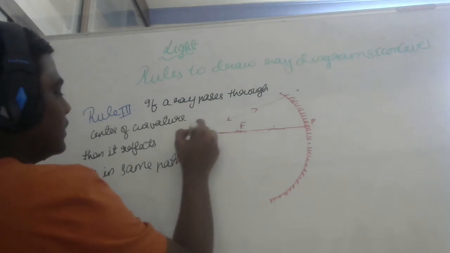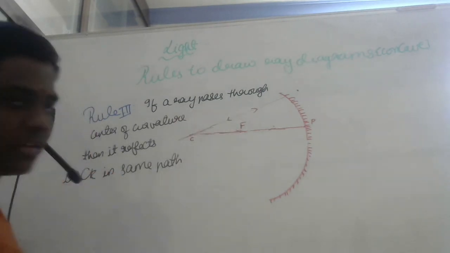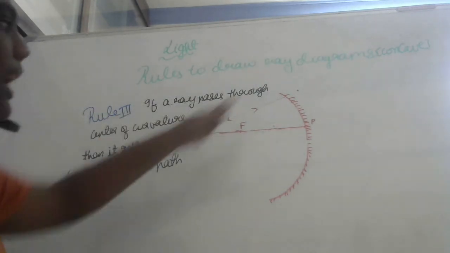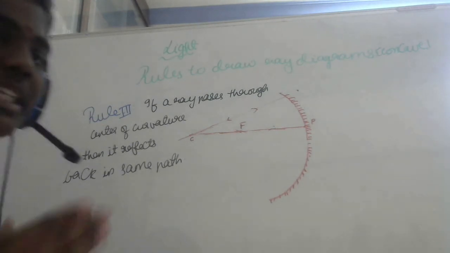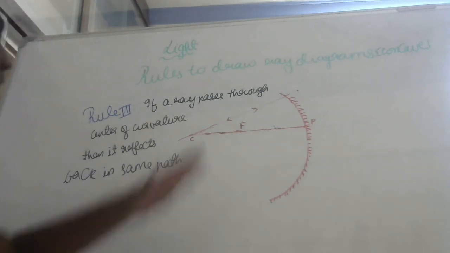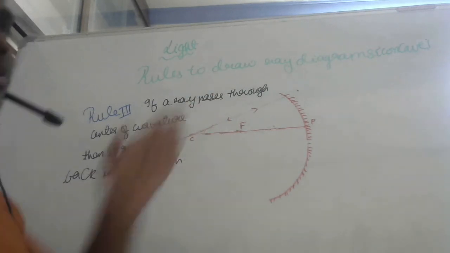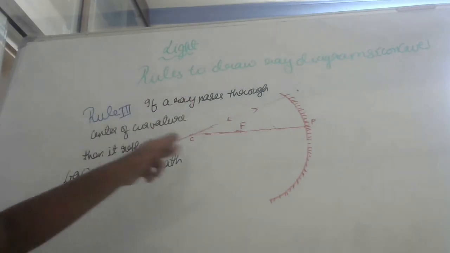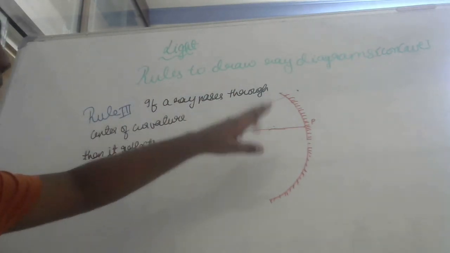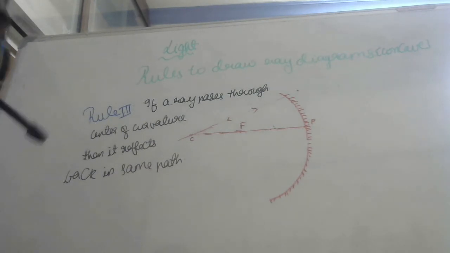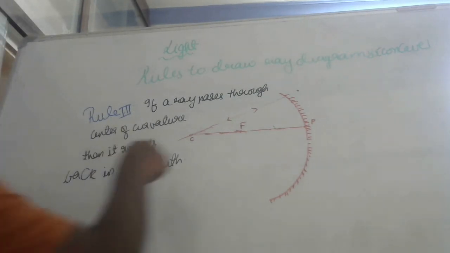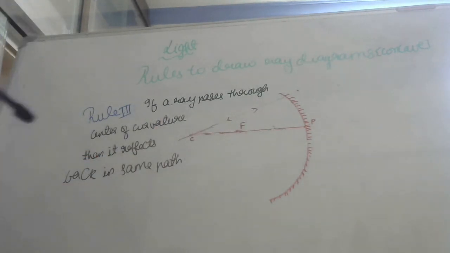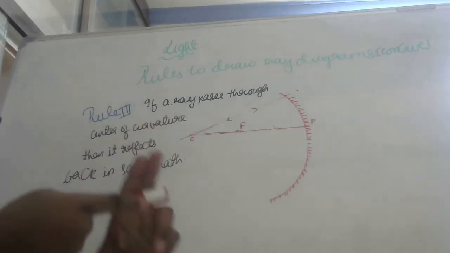So if a ray is passing through the center of curvature, after striking the mirror it reflects back in the same path. Whichever path it's going, it's again returning in the same path. So rule 3 says if a ray passes through the center of curvature, then it reflects back in the same path. Rule 3 is also very easy to remember, because it's nothing but a ray passing through the center of curvature returning back in the same path. Now I hope you've understood rule 1, rule 2 and rule 3.